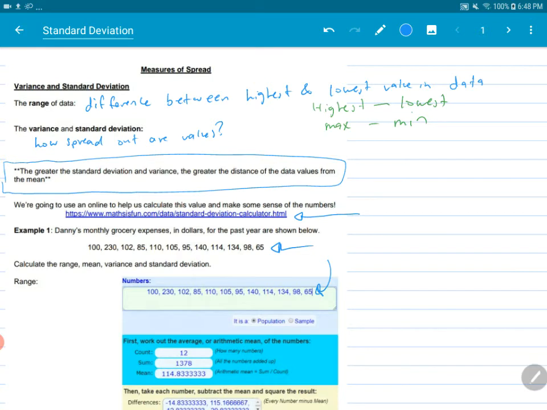So the question is asking you to calculate the range, mean, variance, and standard deviation. The only thing that you don't have right there is the range. So the range, like we said, is max subtract min. So if you look at your data here, we want to find the highest number. It's going to scan through here. It looks to me like the highest number is 230. And we want to subtract the lowest number. So you want to go all the way through. Is it 85? Nope. We found something lower, which is 65.